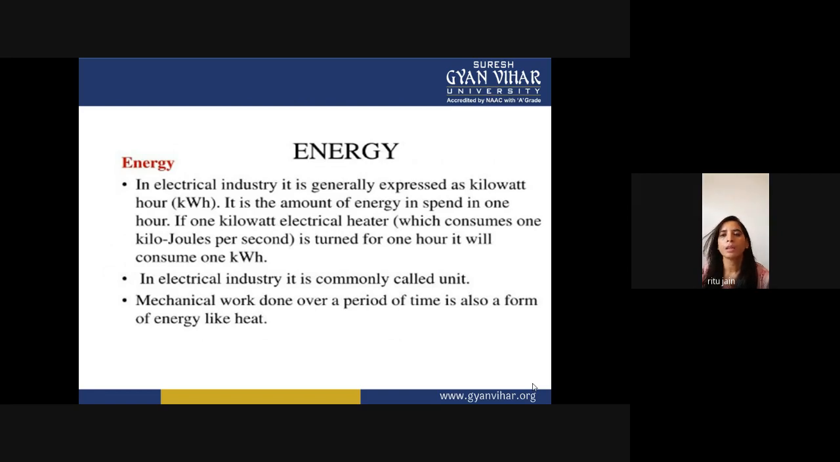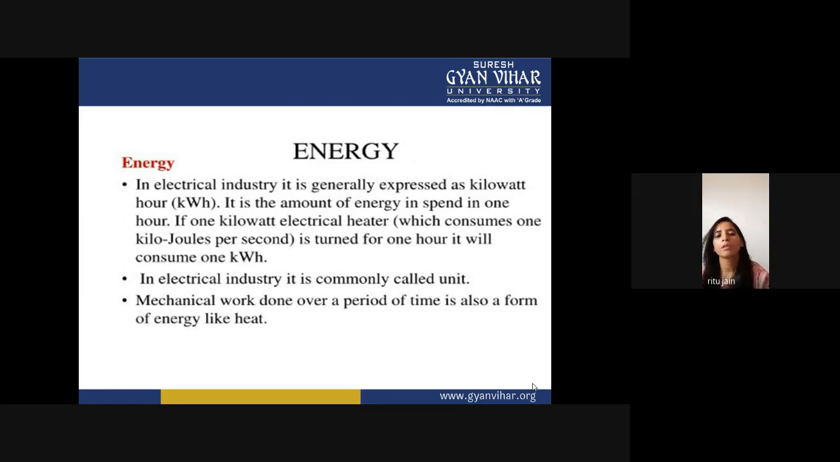So in the electrical industry, it is generally expressed as kilowatt hour, and it is the amount of energy spent in 1 hour. So if a 1 kilowatt electrical heater is turned on for 1 hour, it will consume 1 kilowatt hour, meaning it will consume 1 unit.